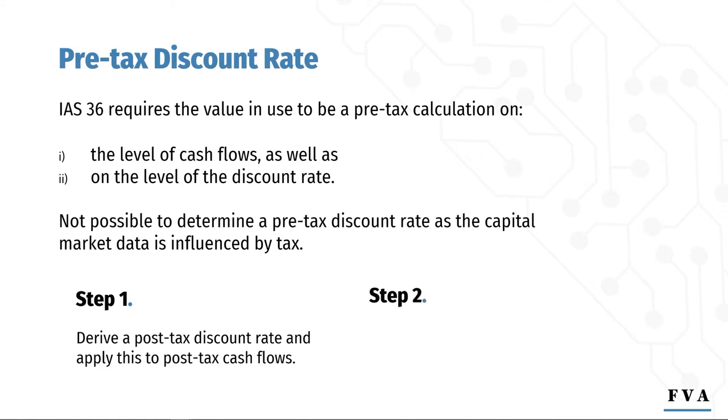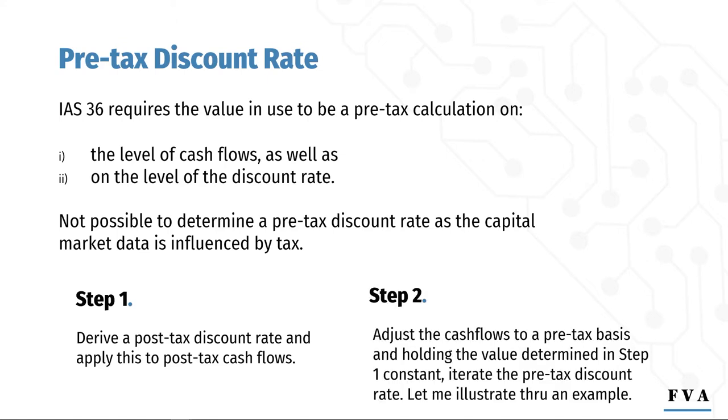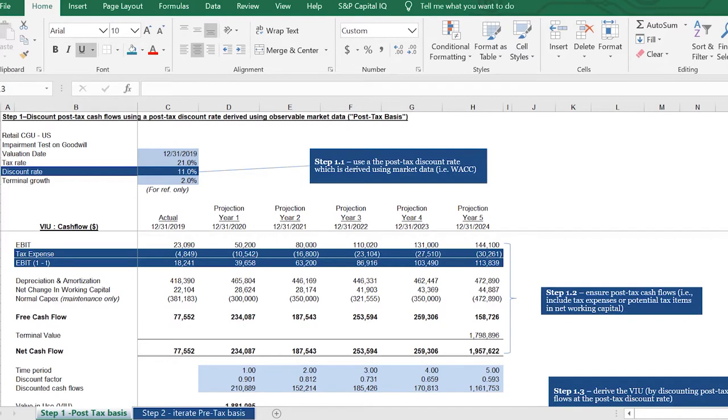Therefore, in step 2, we take our post-tax cash flows and we adjust them to come to a pre-tax basis. And holding the business value determined in step 1 constant, we iterate the pre-tax discount rate. This is best illustrated through an example. In this example, I will illustrate how to derive the pre-tax discount rate from your post-tax calculations.